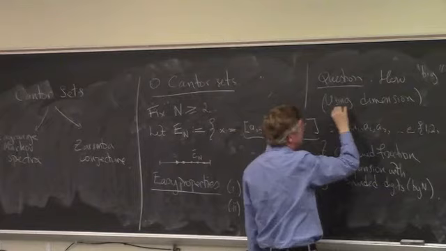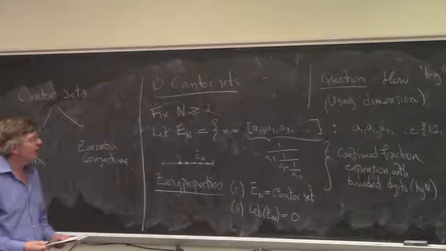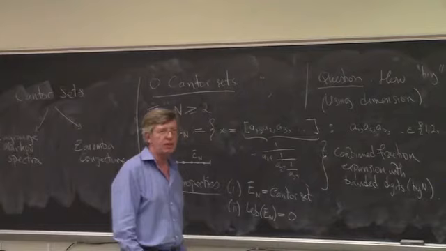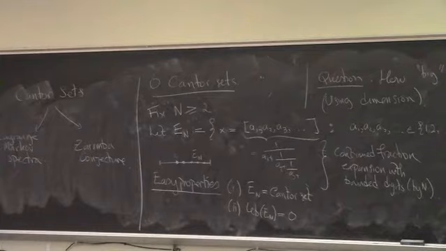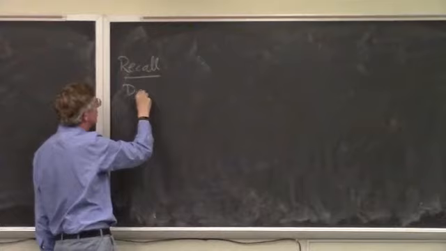So if you have a Cantor set, there are lots of different ways that you can think about the dimension, lots of different definitions. There are very complicated definitions and there are very easy definitions. I'm going to vote for the easy definition. Good. And it's the following. So let's recall the following. This is the definition of box dimension.